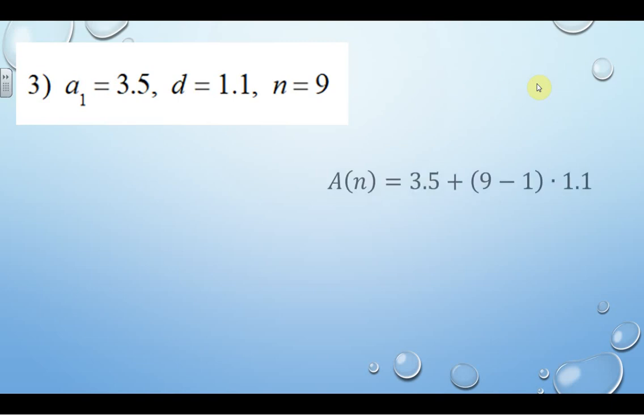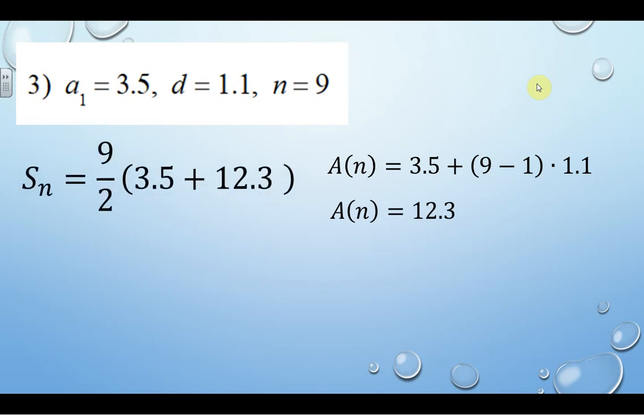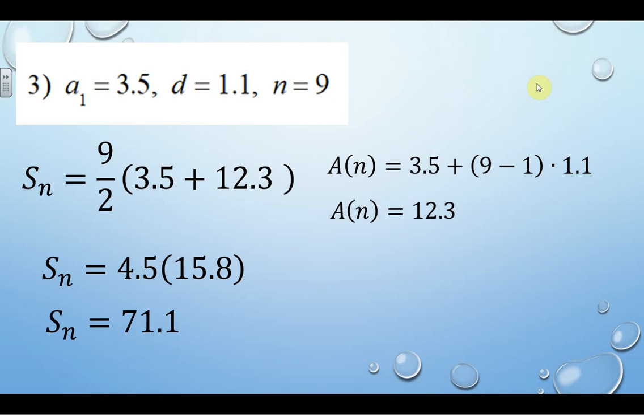Okay, so I'm going to use the explicit formula to find the 9th term, and I found that that's 12.3, and then I substitute it in. It's that easy. You just got to know what you're given and what variable you're solving for. Like we said, the hardest part about this chapter is the notation.